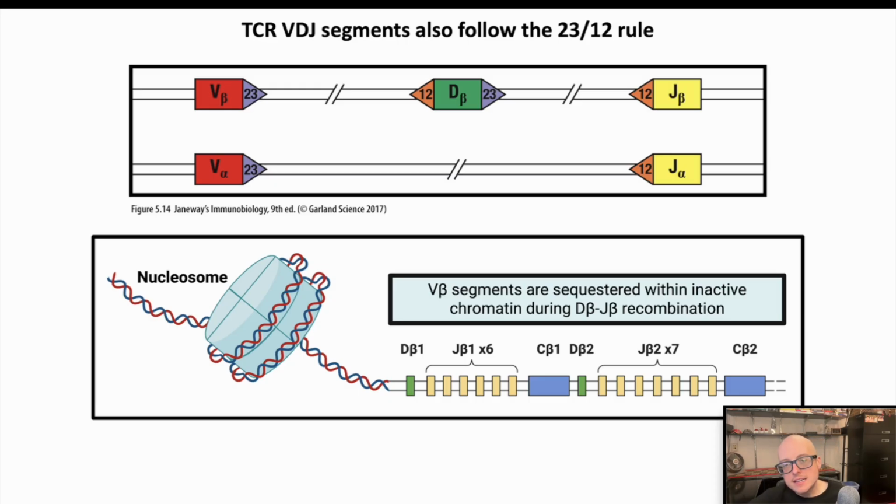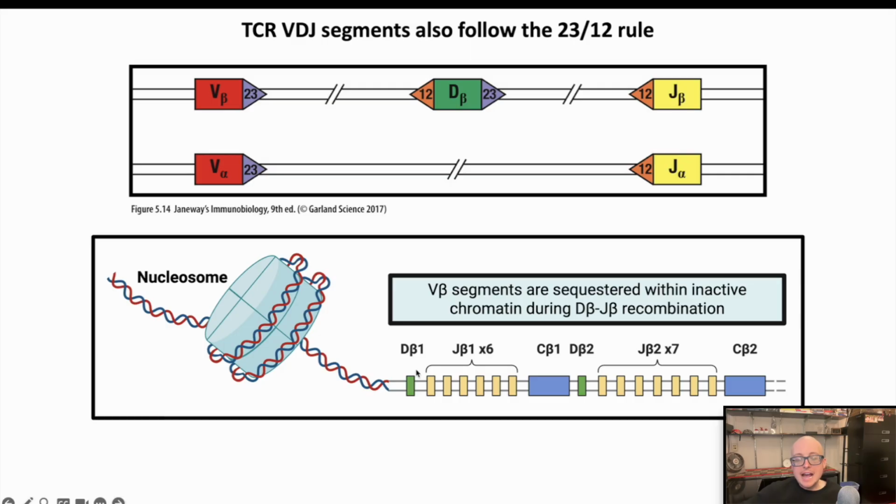So when a T cell is developing and needs to make a TCR, what happens is that the chromatin opens up such that only the portion of the beta chain locus that contains the D and the J segments becomes loose and accessible, whereas the portion that contains the V segments remains tightly wound around the nucleosome.